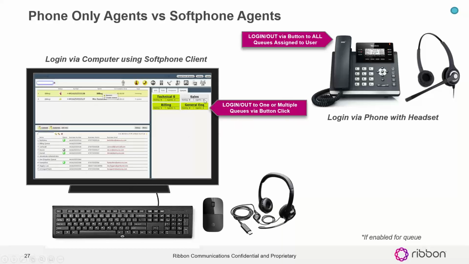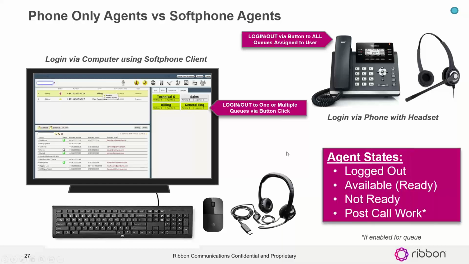But when you're using the console as an agent, you'll see that I have these four tiles here on the right-hand side: sales, general inquiries, billing, and technical support. When I click on any of those, it will log me in or out of them as needed. So there's more granularity. You can do a lot more things in the soft client, and you also have the ability to work from any location, because all you have is a browser.